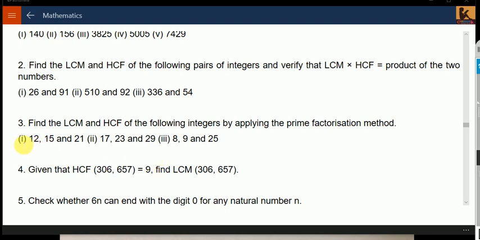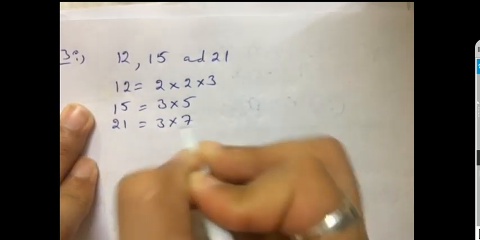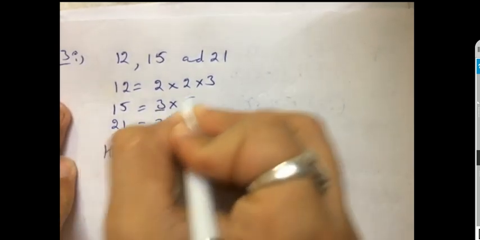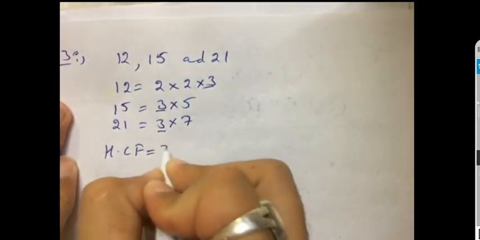Let's do the first question if you want. In third question, first part, we have to find the LCM and HCF of 12, 15 and 21. The first thing we need to do is find the prime factors of these numbers. Prime factors of 12 will be 2 into 2 into 3. Prime factors of 15 will be 3 into 5, and 21 will be 3 into 7. The common factor between all three is 3. The highest common factor between all three is 3. The answer is HCF will be 3.